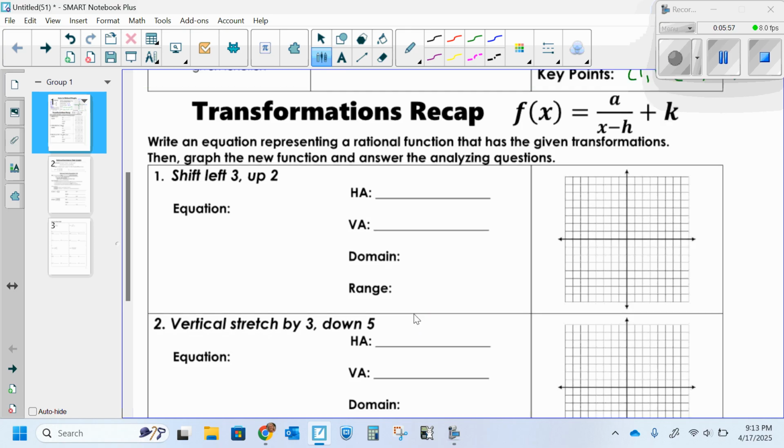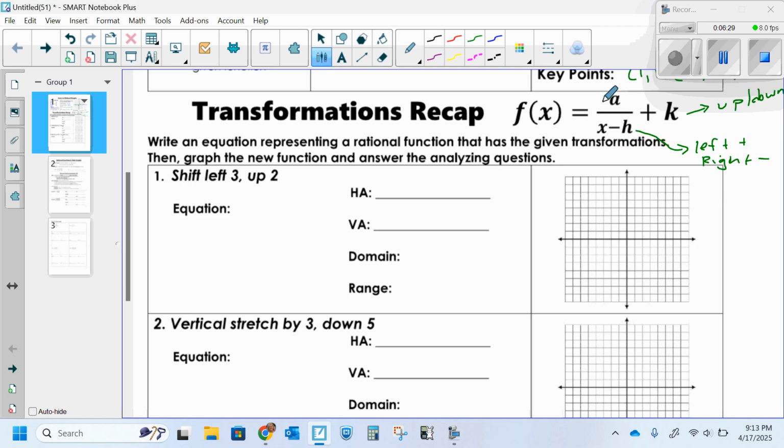We'll use HK again. Remember, K is up or down. You do what it says. If it's plus K, you go up. If it's minus K, you go down. Remember, on the left and right, H is your left and right, and remember, you do the opposite. So this is your left and right. It's left if it's positive. It's right if it's negative. All right. So remember, you always do the opposite.